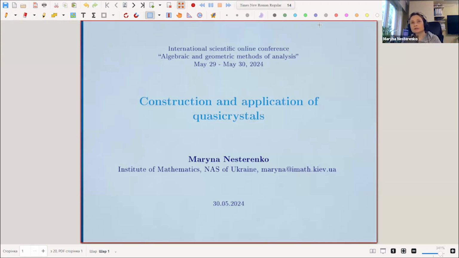Today, I would like to tell about a bit unusual objects, about quasicrystals, which now belong to a part of geometry which is called discrete geometry. And I would like to tell how we can construct quasicrystals and propose one new modification for construction of quasicrystals, and to propose two practical applications of quasicrystals.